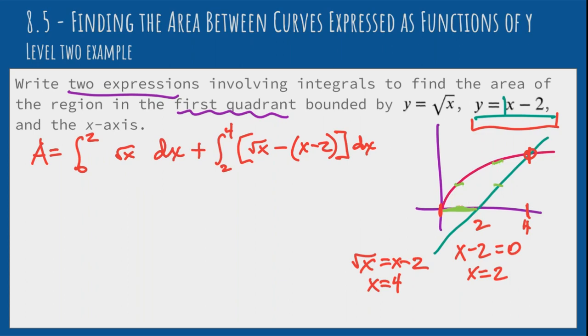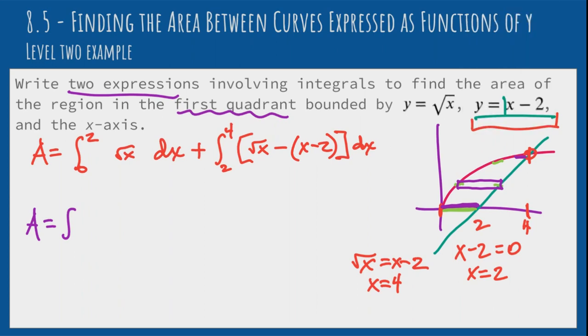Now let's switch perspectives here and look at this with respect to y instead of x. So if we're looking at this with respect to y, our Riemann sum rectangles are going to be horizontal rectangles. And we can see here that all the way from the lowest y value here to the highest y value here, the line is going to be on the right and the square root function is going to be on the left. So since the right and the left do not change, we're going to be able to write this as a single integral. So to do this, we're going to need lower limit and upper limit.